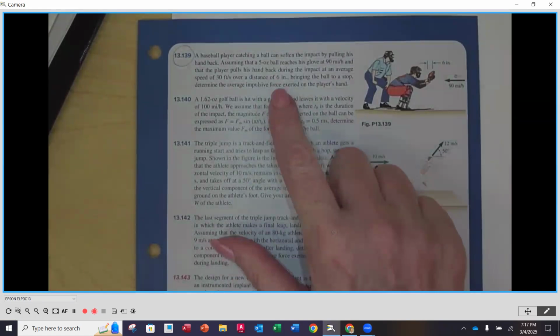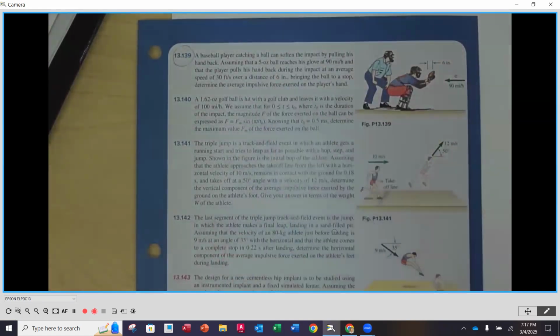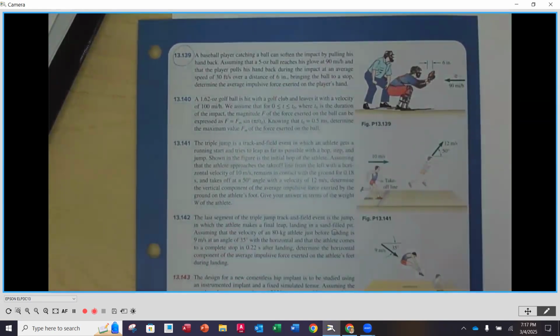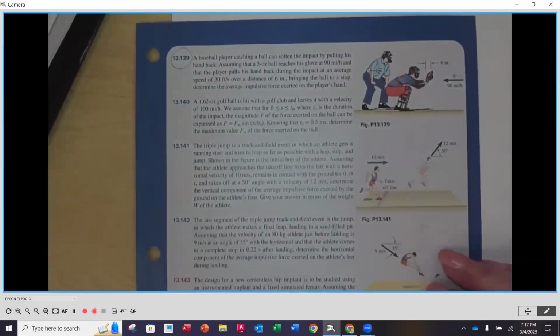And then lastly, the distance here is given to you that the glove moves back as the catcher is catching the ball, and you want to convert that to feet, so it would be 0.5 feet. That way, each one of your units are in the appropriate units in order to get the right values out. So that's going to be your first problem. So again, 13-139, and that's in the section ahead of time on 879.